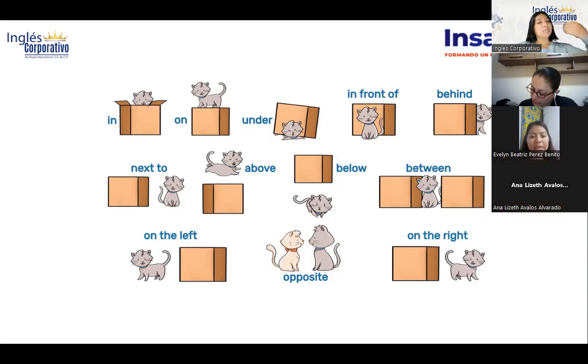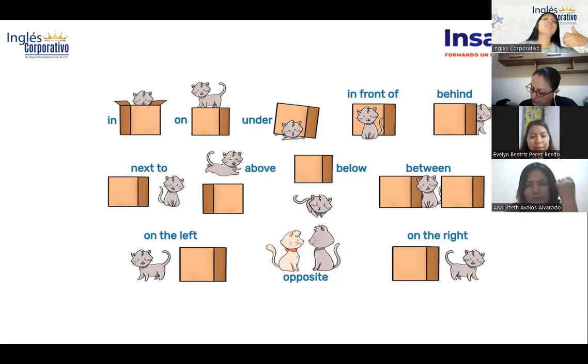On the left. En la izquierda, a la izquierda. Cualquiera, en la izquierda o a la izquierda, okay? So the cat is on the left. El gato está a la izquierda. Yes, so the cat is on the left of the box.